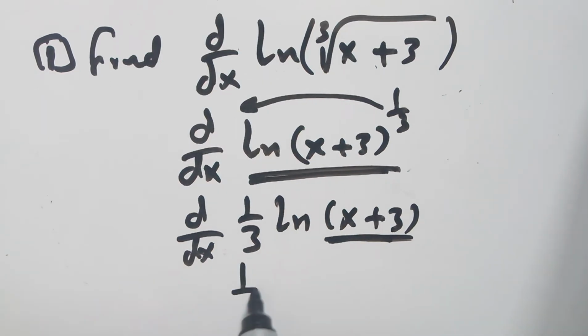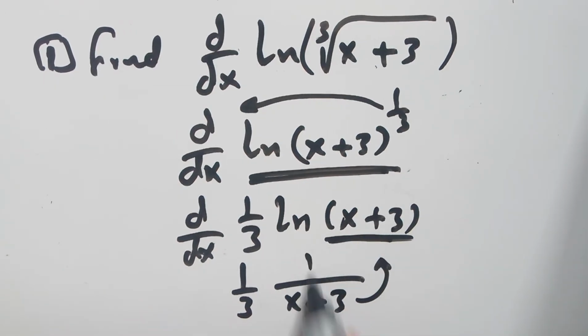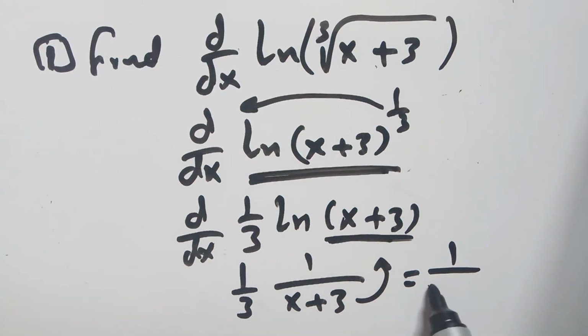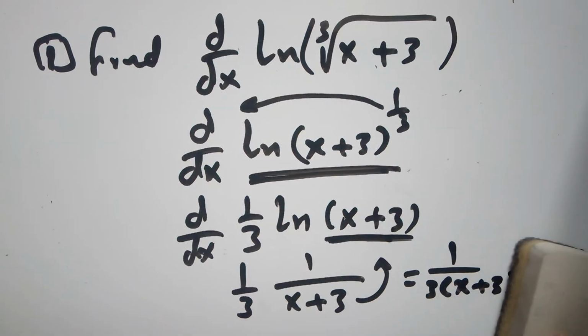Then third is a constant. Then what is the derivative for ln of x plus 3? It is x plus 3 down, its derivative up. Then it will be 1 multiplied by 1, 1, over 3 multiplied by x plus 3. I think this way is easier than the answer for the question before, for ln square root of x plus 2. Okay.